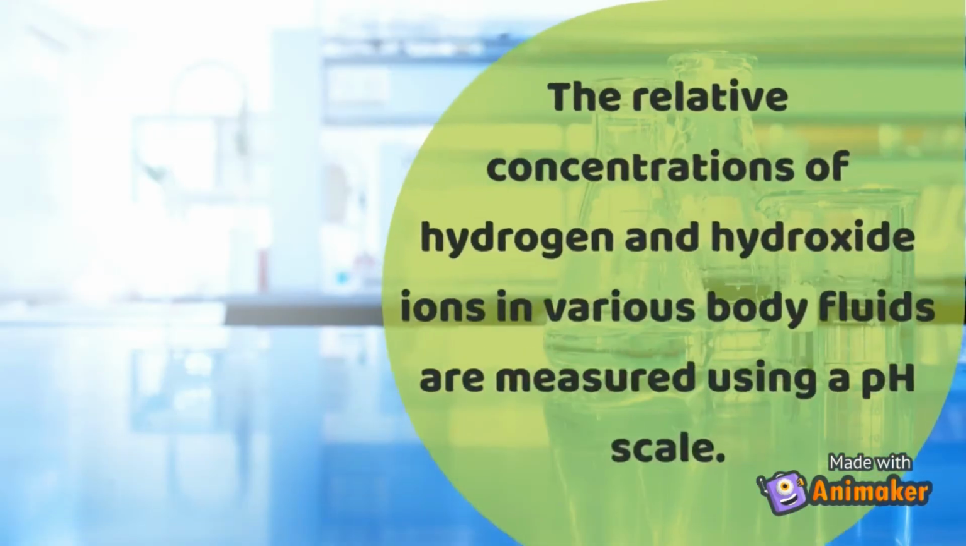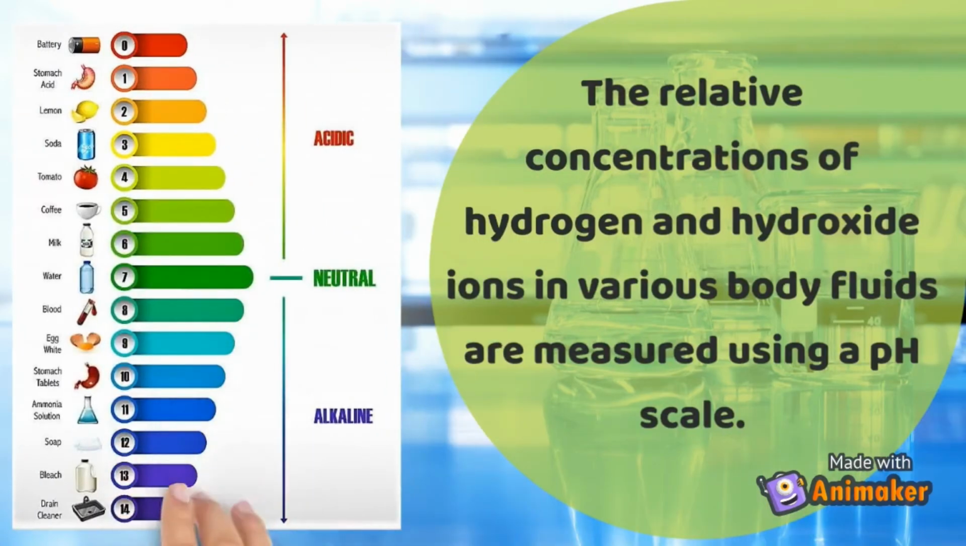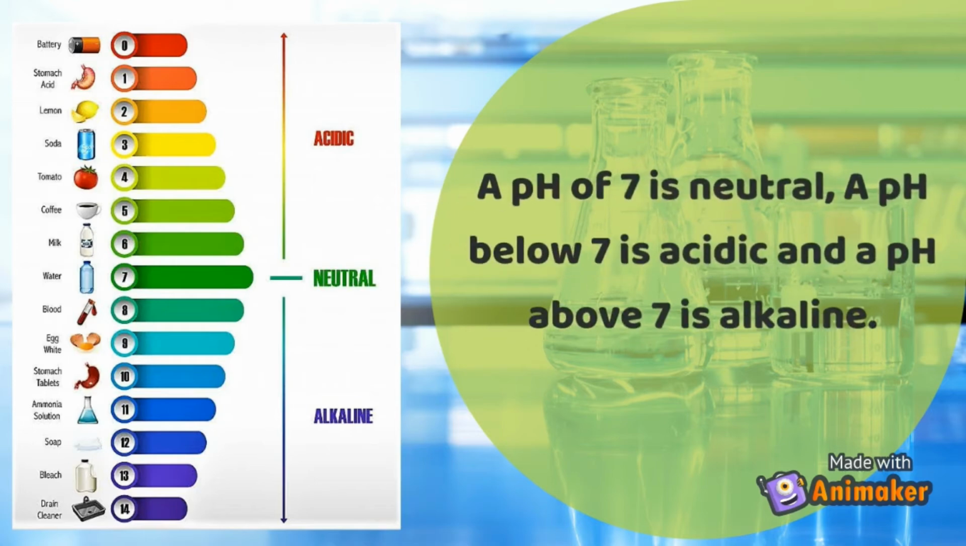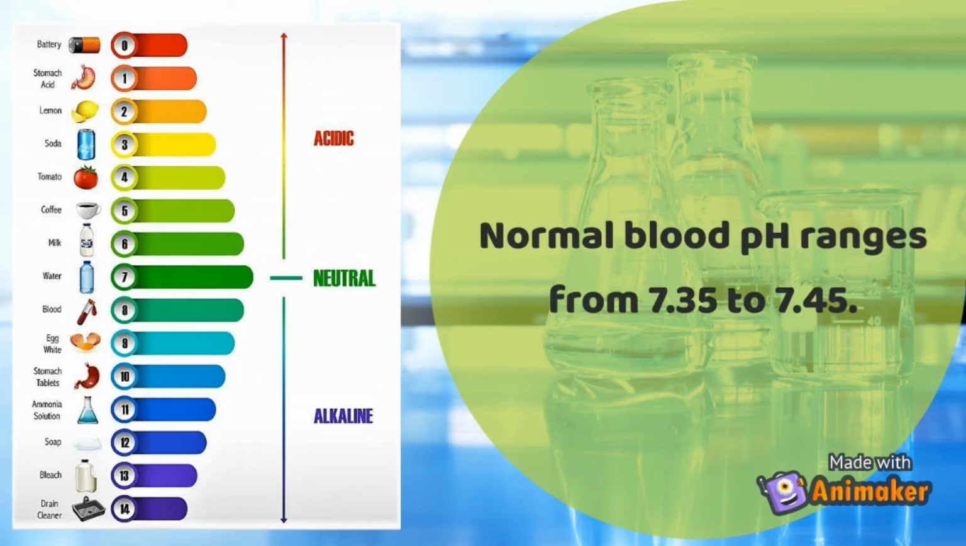The relative concentrations of hydrogen and hydroxide ions in various body fluids are measured using a pH scale. A pH of 7 is neutral, a pH below 7 is acidic, and a pH above 7 is alkaline. Normal blood pH ranges from 7.35 to 7.45.